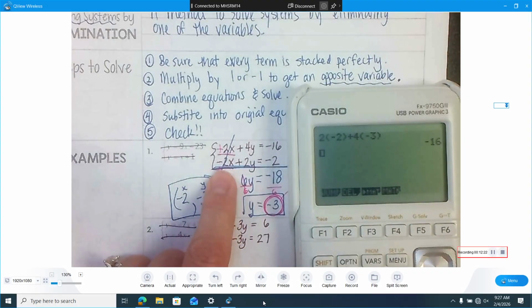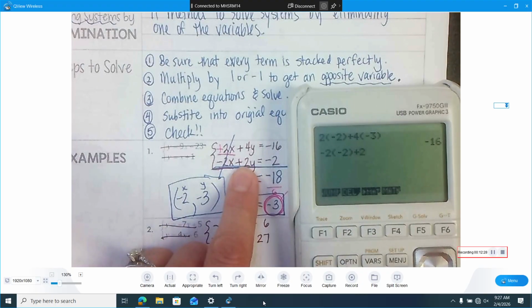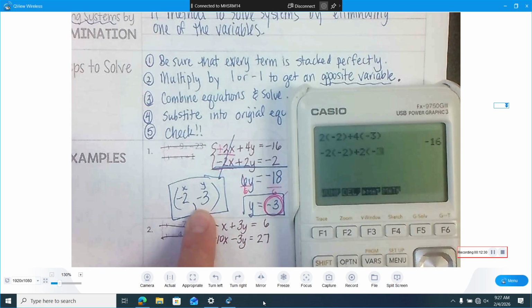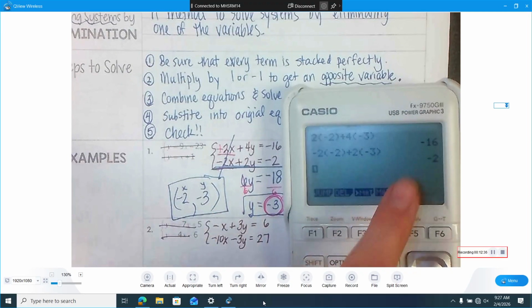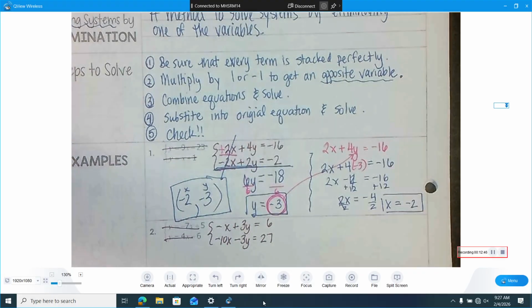On the bottom, I'm going to plug in as well, negative 2 for the x, plus 2, I'm plugging in a negative 3 for the y. And what should it equal? It should get a negative 2. Hey, they balanced. Those equations worked out when I plugged in my numbers. All I'm doing is substituting in the numbers and making sure it works. So really easy to check.